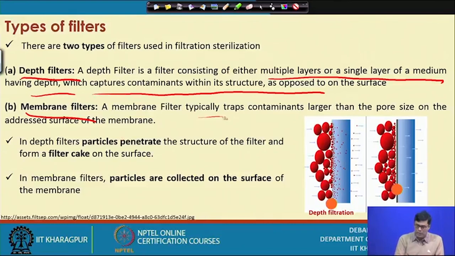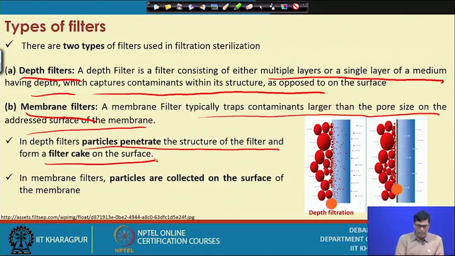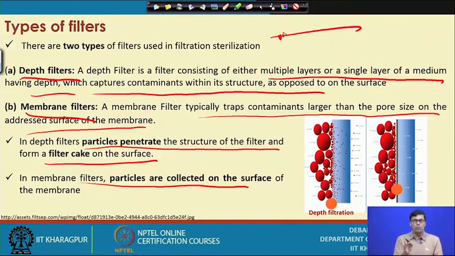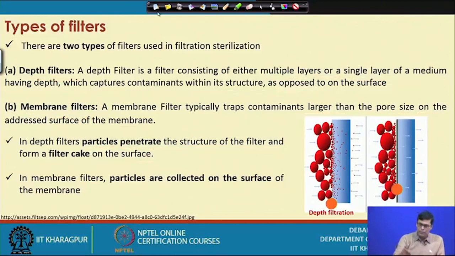The membrane filter typically traps contaminants of large size at the surface of the membrane. In the depth filter, the particle penetrates the structure of the fiber, while filter cake forms on the surface of the membrane. So, in the membrane, we have a particular cut-off size: if the particle size is more than that, it cannot penetrate. But in case of the depth filter, it is very thick, and in between we have fiber. This also depends on the pore size, but it is the depth that we have.